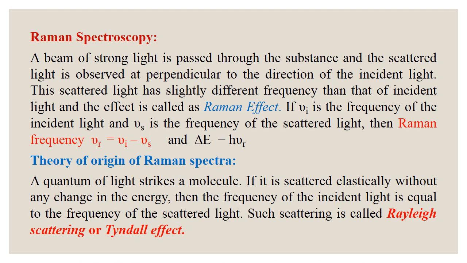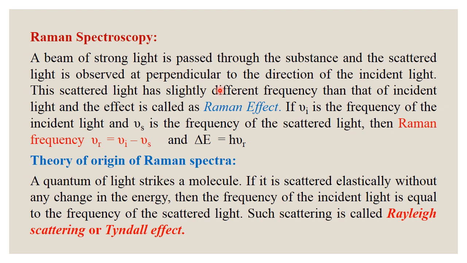Welcome to this program. Today we are going to discuss some important aspects of Raman spectroscopy. A beam of strong light is passed through the substance and the scattered light is observed perpendicular to the direction of the incident light. That is, when a strong light is passed on a substance, the substance has a tendency to scatter light. Raman spectroscopy discusses the properties of scattering light.